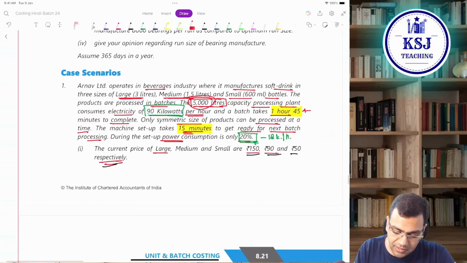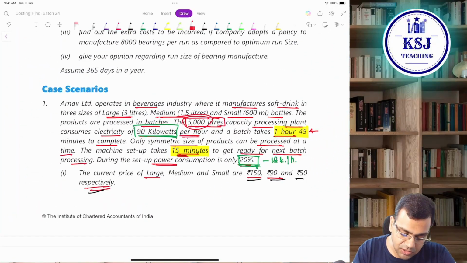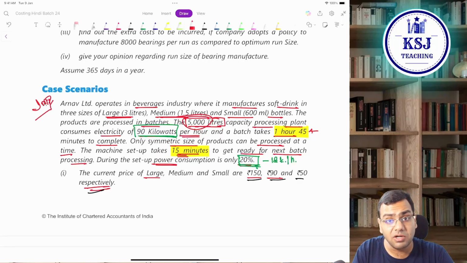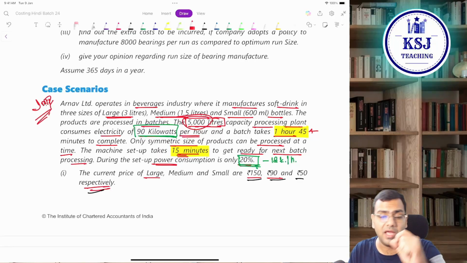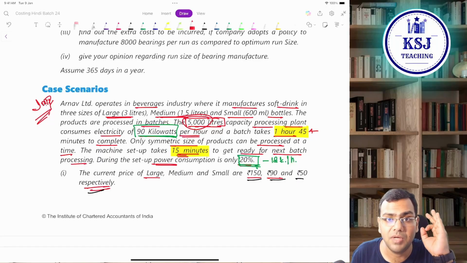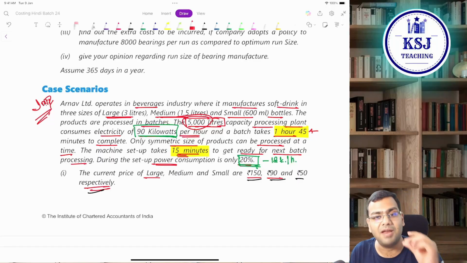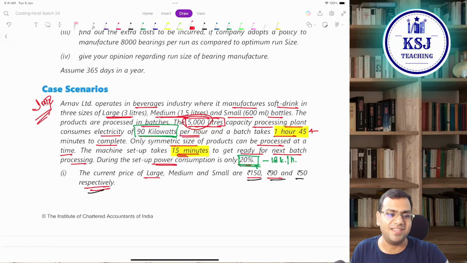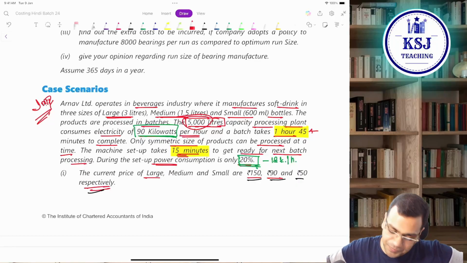I'm not expecting this case study as such in the examination, but yes, some part of the working can be there in any of the questions. So we cannot say that if the case study cannot be asked, it is irrelevant for us. Absolutely no. Each and everything is relevant for us because anything from anywhere can be mixed anywhere by the ICAI, right? So this is how the unit and batch costing case study is to be done.